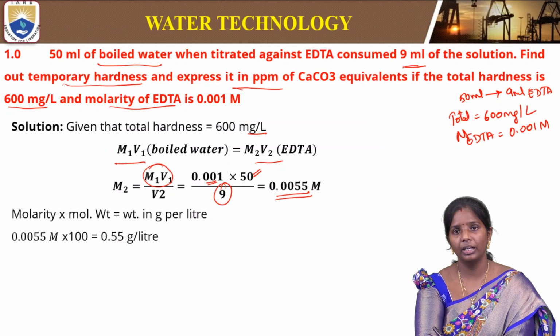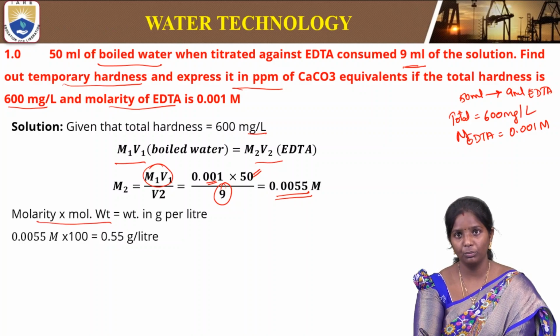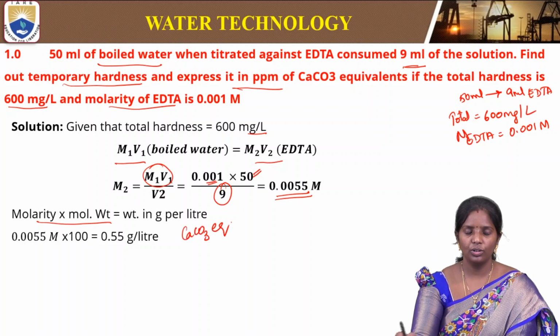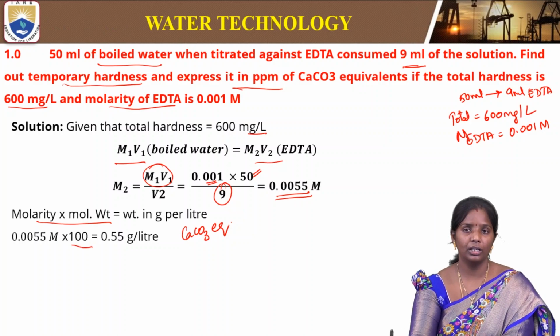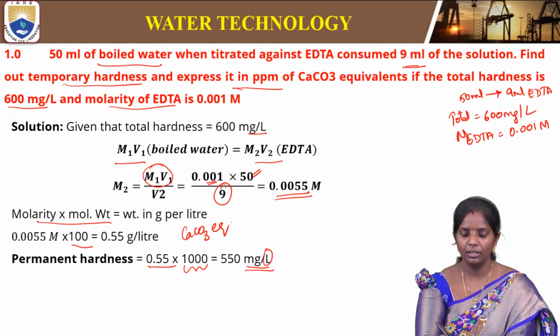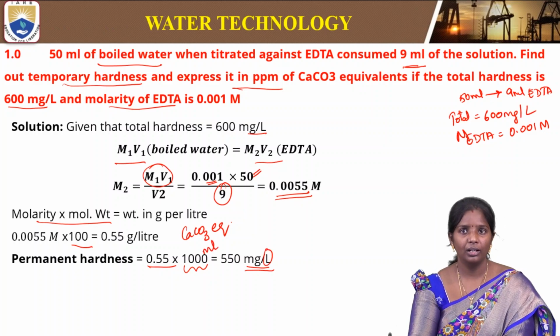For expressing in liters, we convert into gram per liter by multiplying with the molecular weight of calcium carbonate equivalence. So to express in calcium carbonate equivalent, we multiply with 100, that is the molecular weight of calcium carbonate, and after multiplying with 1000 we get mg per liter, because it is per liter, that is why 1000 ml is multiplied. So 550 mg per liter.